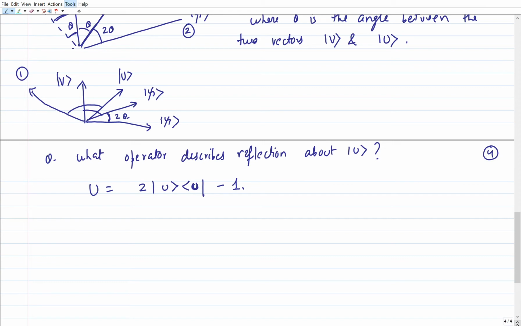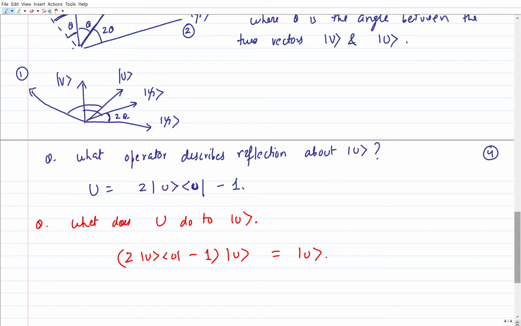So you can ask yourself the question, what does this operator do to the vector u? Well, the answer is, I apply it on u, and this is just going to give me u back again. So a vector reflected by itself with respect to itself is the same vector.